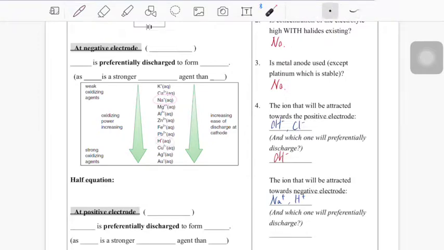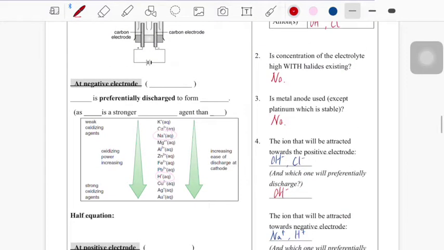So as we go down the table, the oxidizing power increases. Hence, we can say hydrogen ion is a stronger oxidizing agent than sodium ion, so it will gain electrons more readily. So we can conclude that hydrogen ion will be discharged in this case. So now we've gone through 4 steps, and we can use the information that we have got to fill in the parts on the left-hand side.